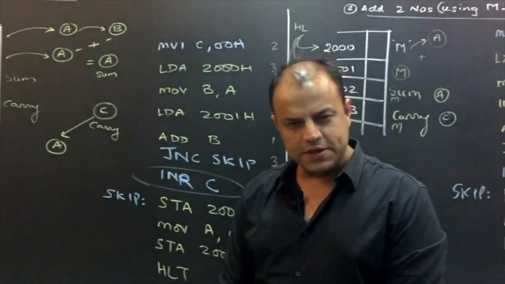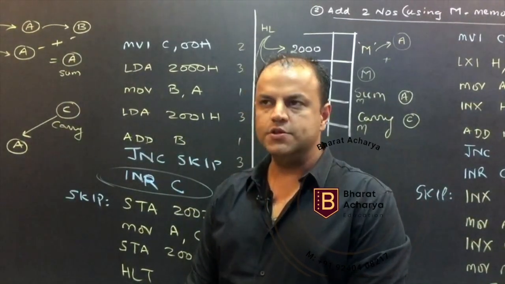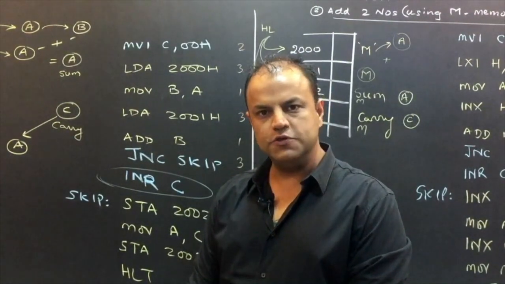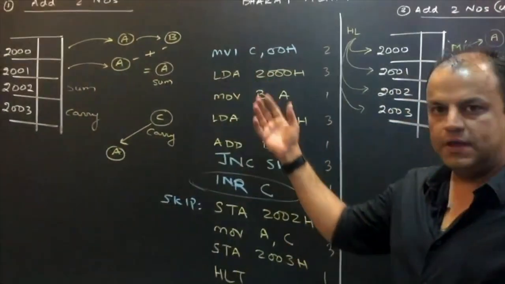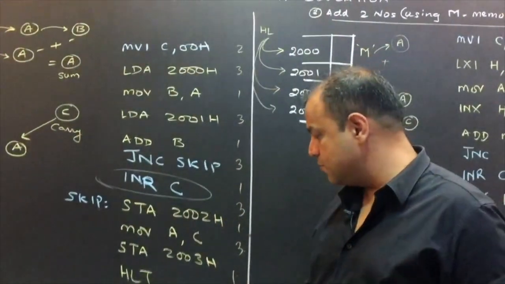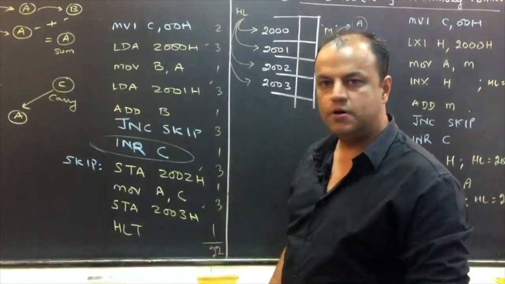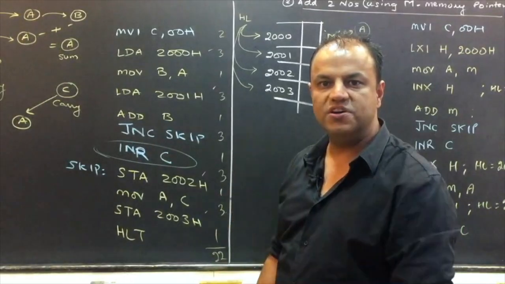What if I change my question? What if I tell you, add the contents of 4000 and 4001 and store the sum at 4002 and 4003? It's the same question, but now since the addresses have changed, you'll have to make changes in your program. How many changes will you have to make? 1, 2, 3, 4. Every possible place you have hard-coded the address.